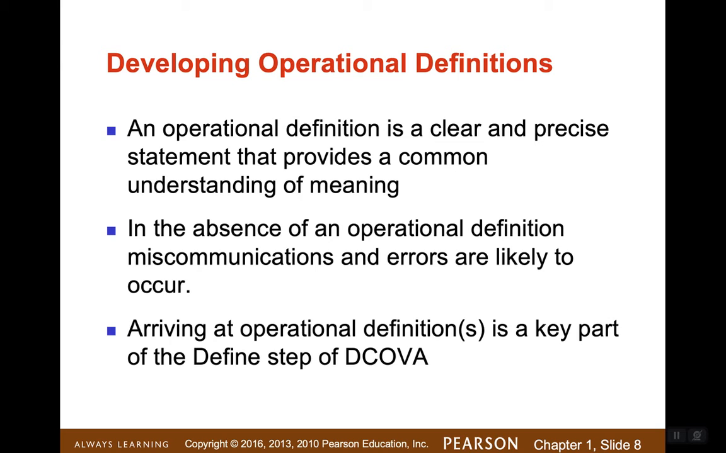So the first thing we want to do is create an operational definition. It's defined as a clear and precise statement that provides a common understanding of meaning. The reason it's important is that if we don't state this clearly and precisely, we can have miscommunications and we'll have errors. So there's a level of discipline that we need to adhere to as we're doing this. And part of this first step, the D of DCOVA, the define step, is this operational definition.